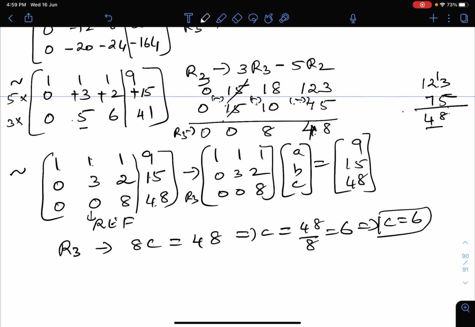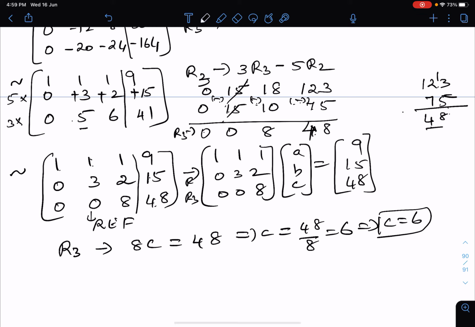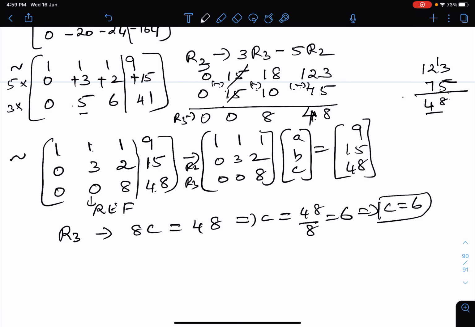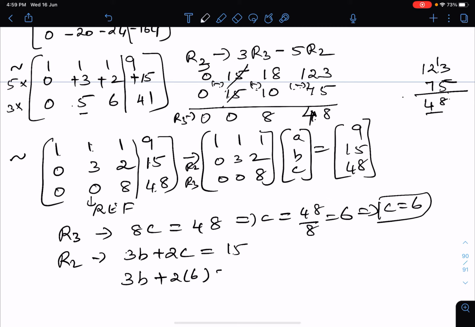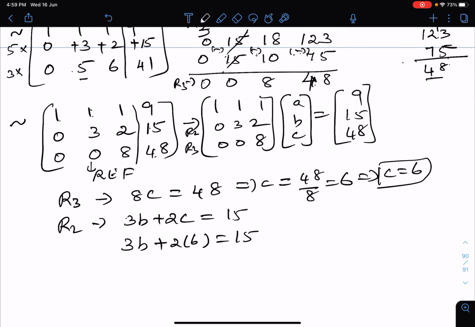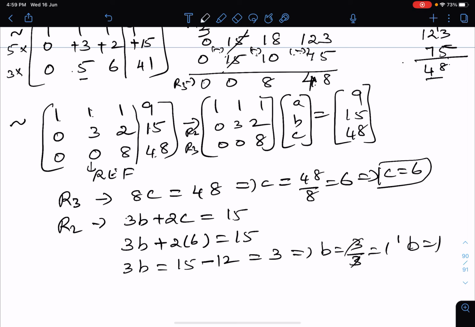Okay. Then coming to our row 2. Row 2, one element is 0. So A becomes 0. So it is 3B plus 2C equal to 15. Substitute the value of C. 3B plus 2 into 6 equal to 15. So 2 into 6 is 12. So 3B equal to 15 minus 12, which is 3, which implies B equal to 3 by 3, that is equal to 1. Therefore B equal to 1.